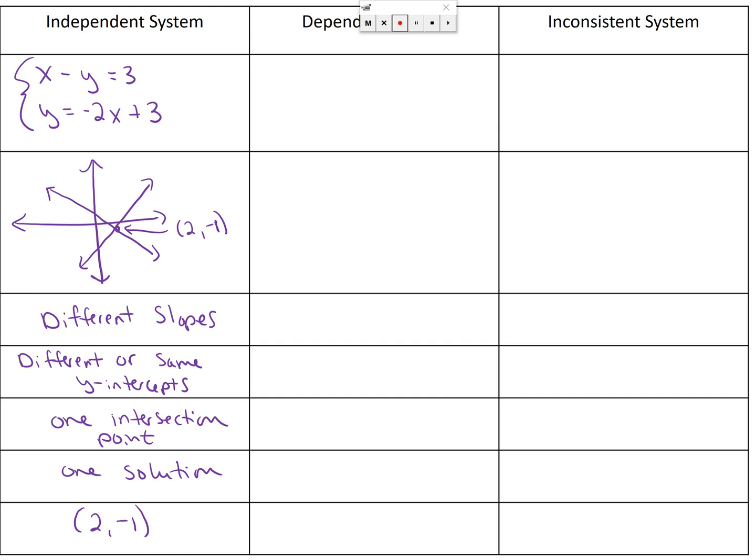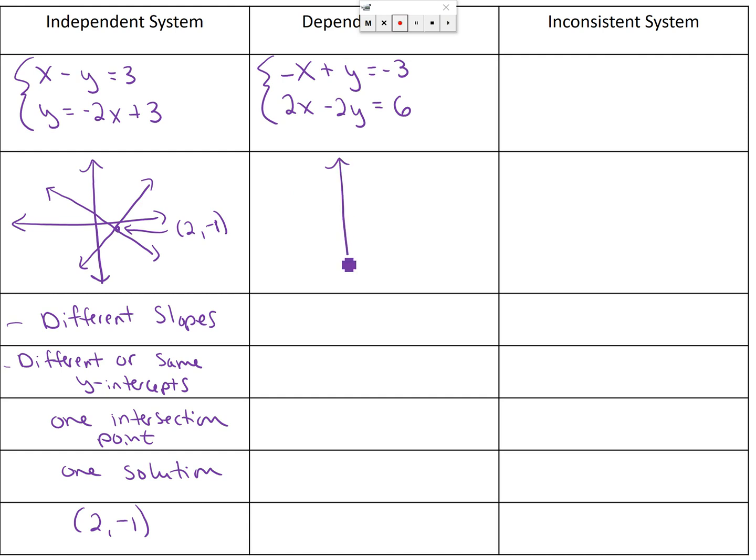That's the type of system that we have been solving. We would graph it, and we got one intersection point. To get one intersection point, you have different slopes. The y-intercept doesn't really matter. Could be the same, could be different. You've got one intersection point, one solution. That's the type we're used to. Our two new ones, they call them special ones, we don't solve them any differently.